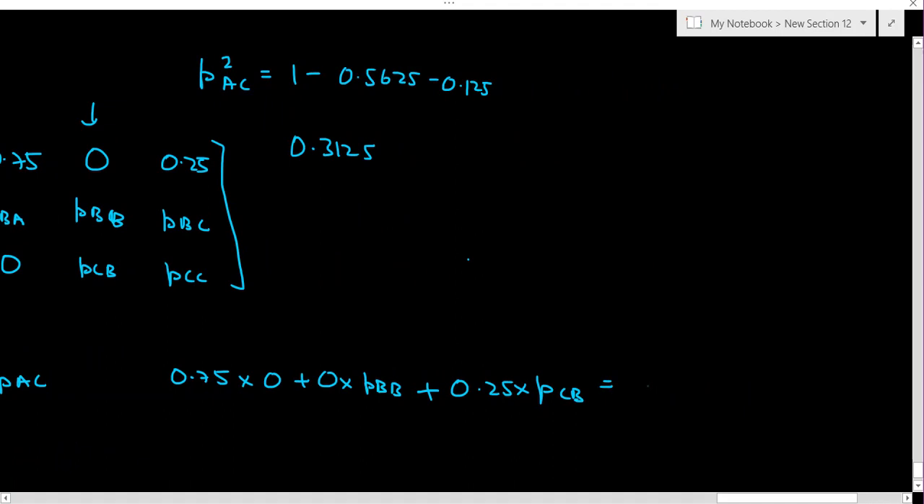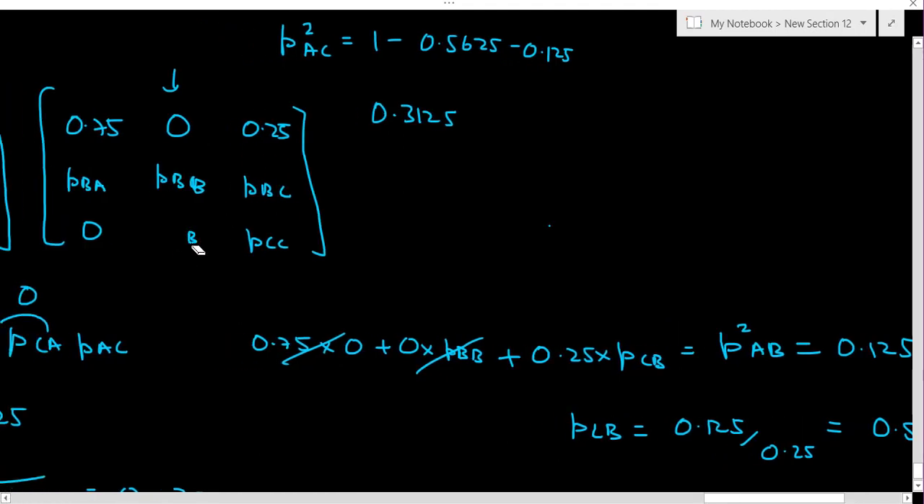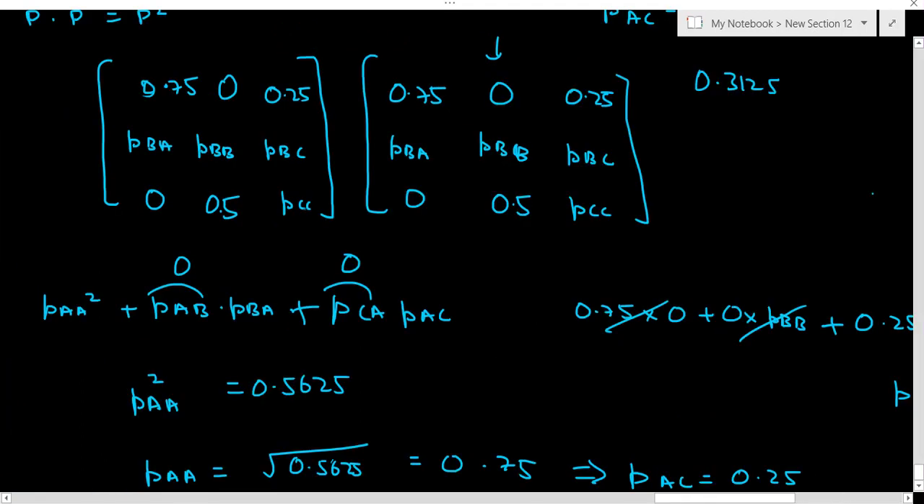Okay, so that entry was given as P squared AB, right? This was the entry, and this was given in the question as 0.125. So this term becomes 0, this term becomes 0, so you have the value for PCB, which would be equal to 0.125 divided by 0.25, which would come out to be 0.5, right? So you've got this as well. So your PCB is equal to 0.5, I'm sorry. This would mean that PCC will also be equal to 0.5, because this last row also has to add up to 1, right? So this would be 0.5 and this one would be 0.5.